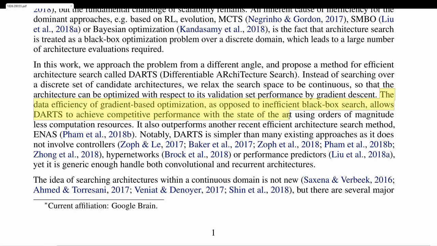It also outperforms another recent efficient architecture search method, ENAS. Notably, DARTS is simpler than many existing approaches as it does not involve controllers, hypernetworks, or performance predictors, yet it is generic enough to handle both convolutional and recurrent architectures.